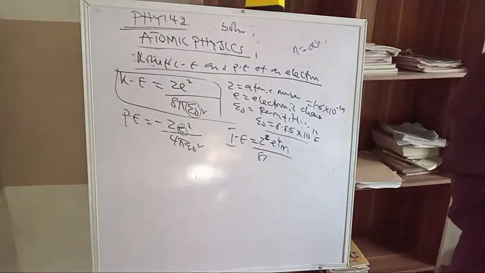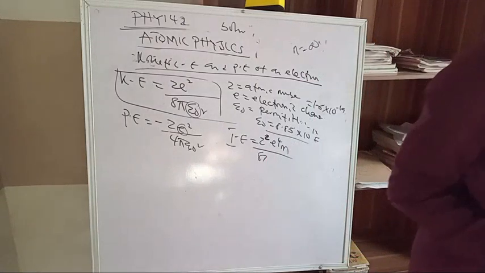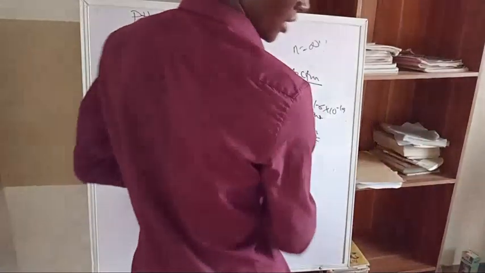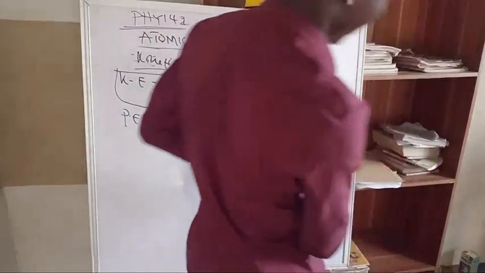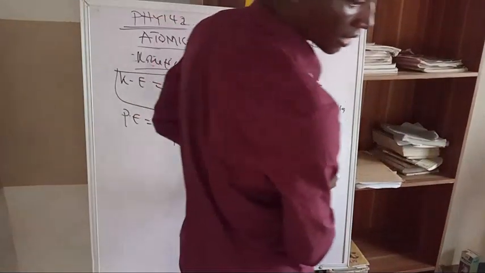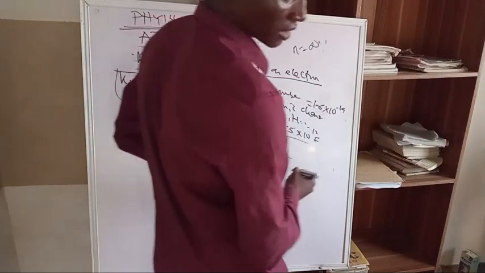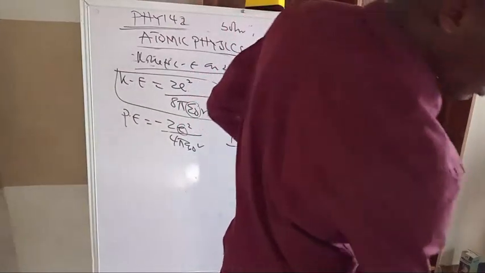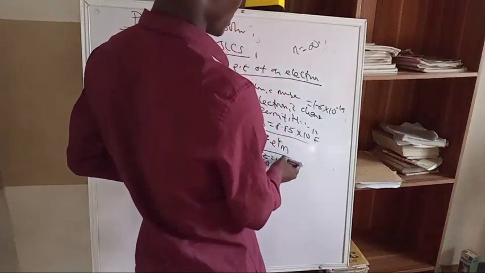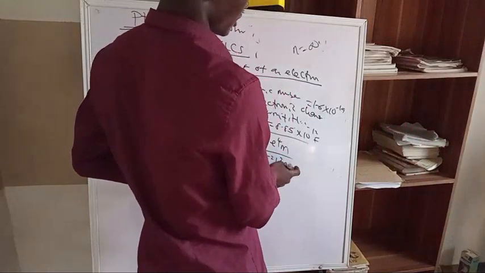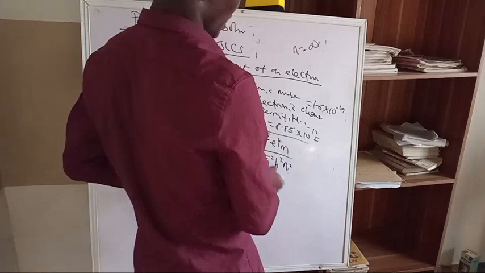Alright, so your I is equal to Z²e⁴m over 8ε₀²h²n². Okay, so that's what you have as the ionization energy. Then we have h² and n². So this is what we call ionization energy.